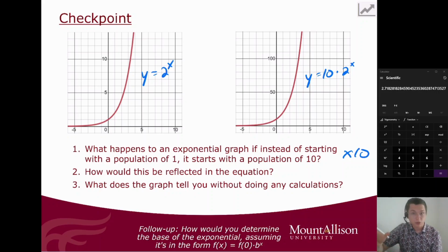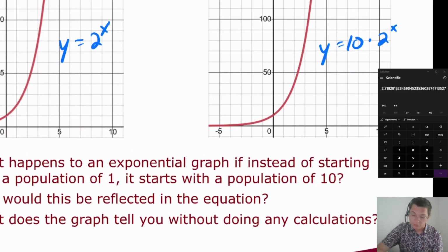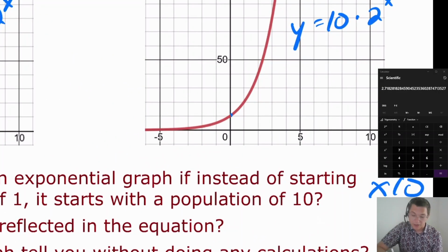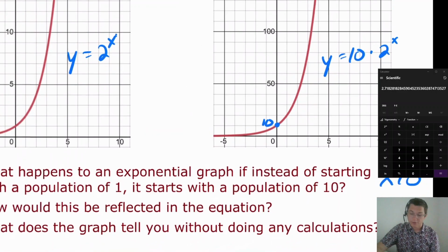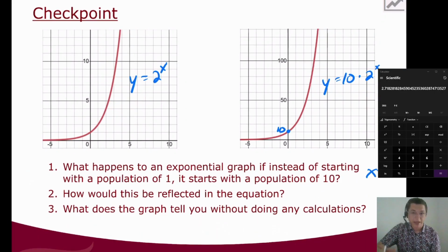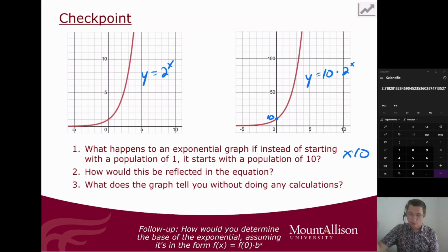Without taking two different points, what I can do is zoom in here and recognize that its y-intercept is exactly my initial population. So I can just read that straight from the graph, and I can get my parameter a, y naught, whatever they end up calling it. Now, how would you determine the base of the exponential, assuming it's in the form f of x is equal to f0 times b to the x?